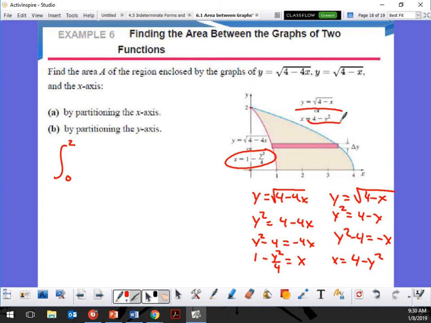So again, right here, this one's actually going to be easier because it's just top minus bottom, and they both have the same points of intersection on the y-axis here. So it would be from 0 to 2, and it's the top, so it's going to be 4 minus y squared dy, minus the integral from 0 to 2 of my other one, which is 1 minus y squared over 4 dy.